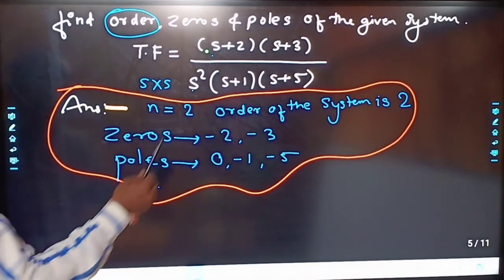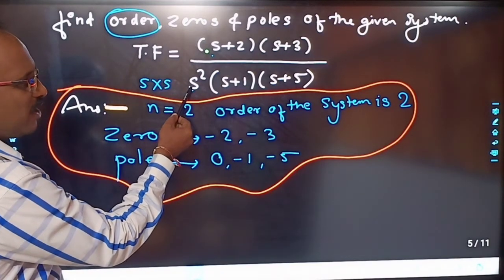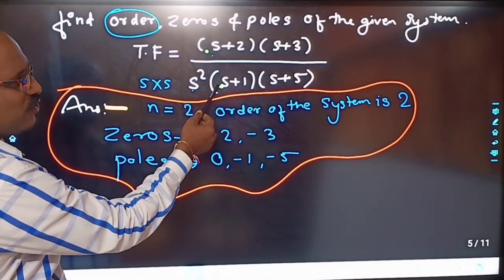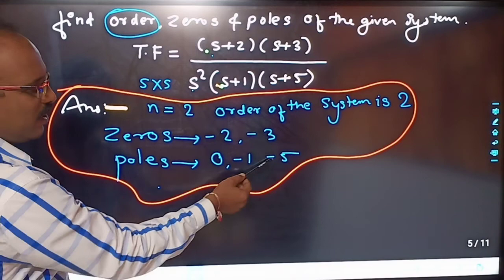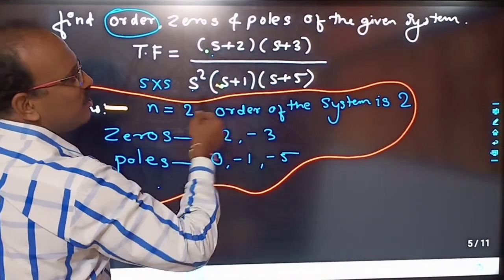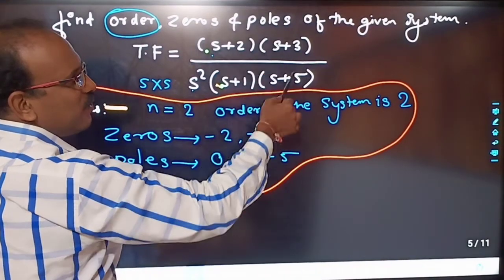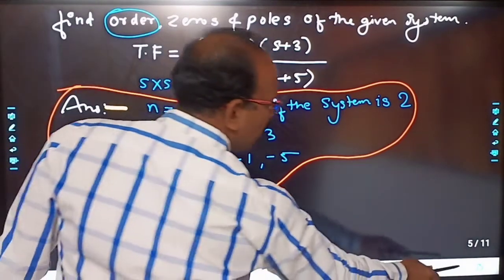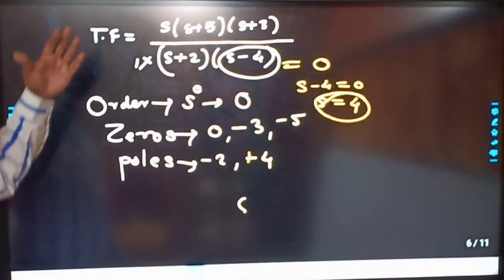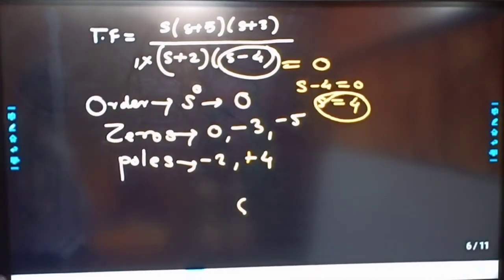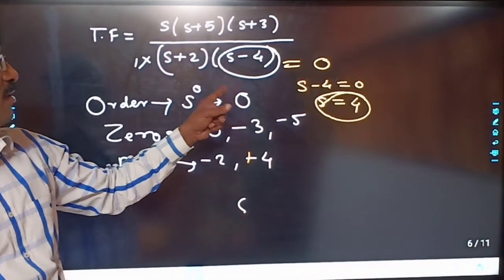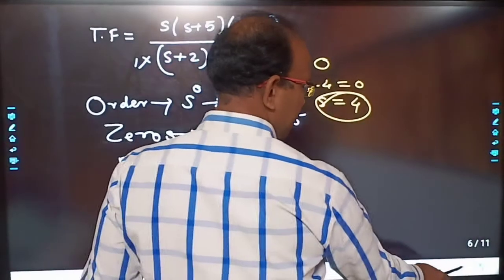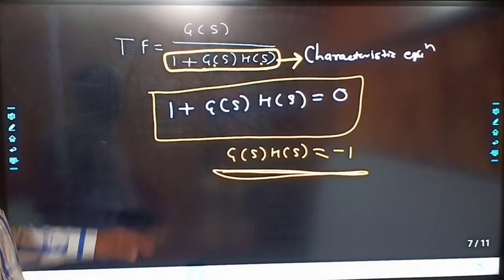What are the poles? There are two poles, so s is equal to 0 and s is equal to -1. If I substitute s is equal to -5, the whole thing becomes 0 in the denominator, and anything divided by 0 is infinity. Infinity means the extreme end, and that is what we call a pole of the system. Then this is another example, something like this. Same thing, find the order, zeros and poles of the system. This is the transfer function.